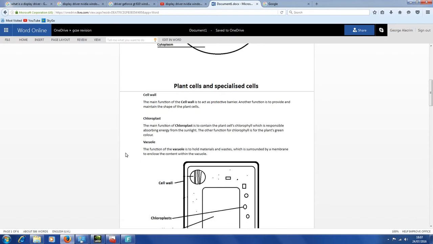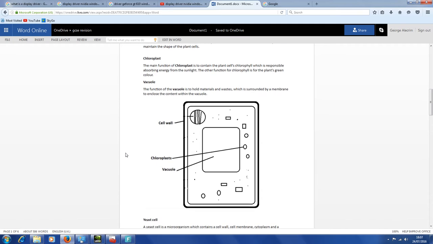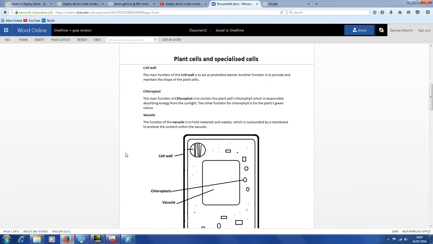Now here is a diagram of a plant cell, and I've only labelled 3 organelles so that you can identify the rest on your own. If you struggle, please leave a comment and I'll help you to identify them. Now that's all you really need to know for a plant cell.